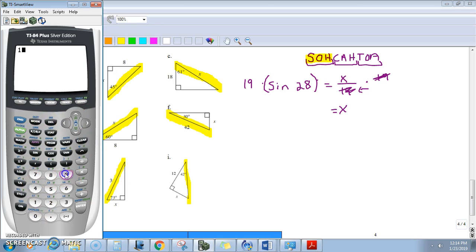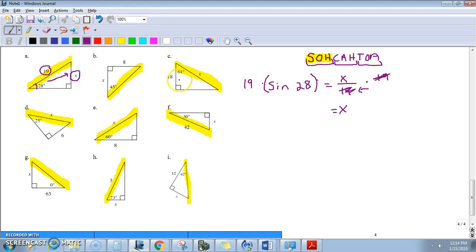So I'm looking for 19 times sine 28. And that had a parenthesis, so I'm going to close it. Enter. Approximately 8 point. The test is going to have us round to the tenths. So this is 8.9 in the tenths spot, but to know if that changes, I look at the one after it, it's a 1, which means it just stays 8.9. So I'll put x equals 8.9. Cool. All right, let's keep going.